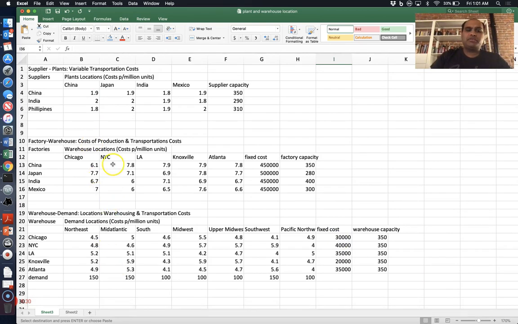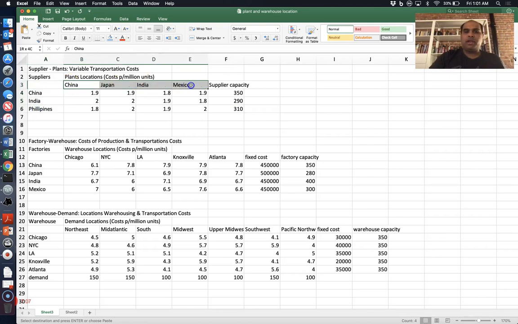These are the three stages of the supply chain. This is the first stage, going from supplier to your plant locations. You have three suppliers, one in China, one in India, and one in Philippines. And they supply materials to your potential plant locations in China, Japan, India, and Mexico. So you have 4 potential plant locations, and these plant locations are supplied from your suppliers who are in China, Philippines, and India. So this is stage 1, and each of your suppliers has a certain capacity, and then there is a variable cost of transportation from your supplier location to your potential plant locations.